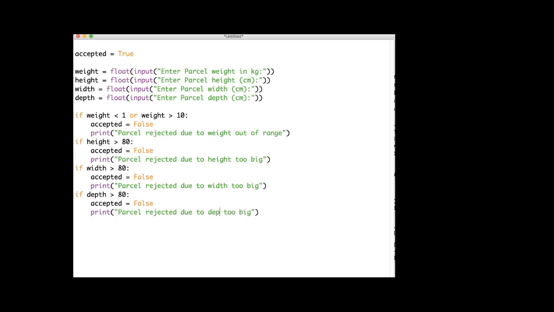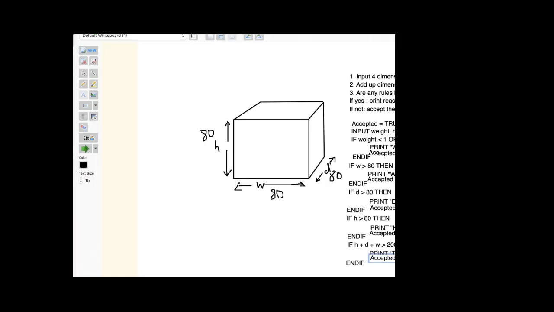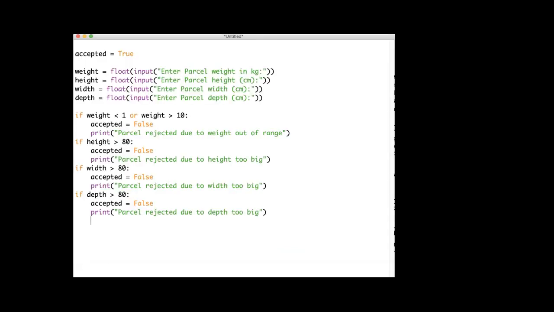Okay, depth. The last thing then is we're going to check the total. If you remember our pseudocode, we had to check whether the width plus the depth plus the height is greater than 200. So let's do that. If the depth plus the height plus the width is greater than 200, then we're going to reject it as well.